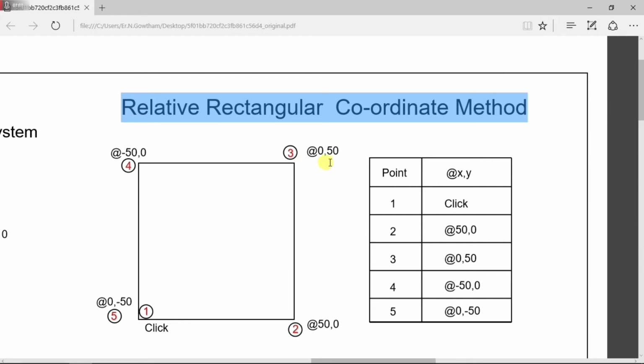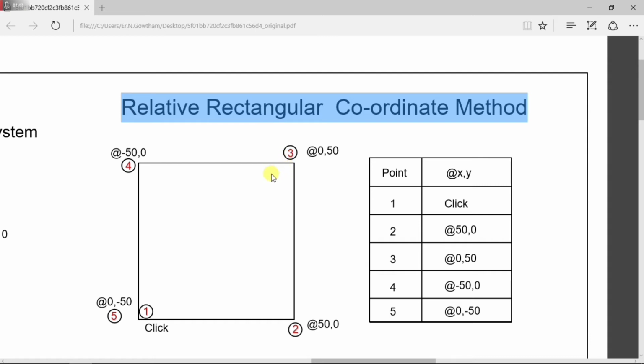And see the third point, here is the catch. Here we are taking the y value as 50, but the x value is 0. But the catch is, as I already told, in this method we measure every point with reference to the previous point. Note that, with reference to the previous point. So you can see here the x value is already covered in the previous point. I repeat, the x value is already covered in the previous point. So that's why we are entering it like this. I think this is understood. If not, leave your queries in the comment section.